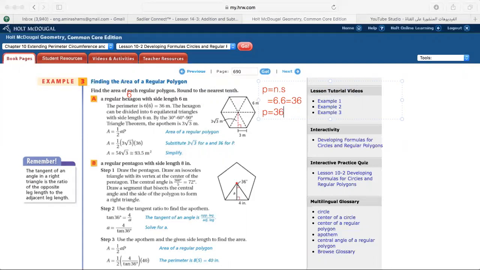Okay, so the hexagon can be divided into 6 equilateral triangles with side length 6 meters. Okay, girls? So this hexagon can be divided into 6 equilateral triangles with side length 6 meters.